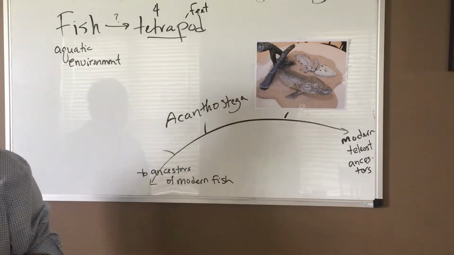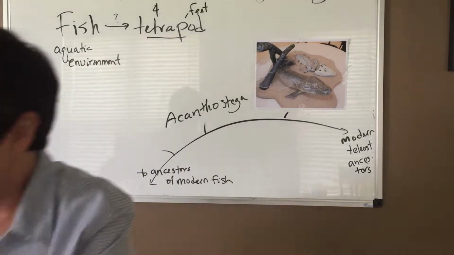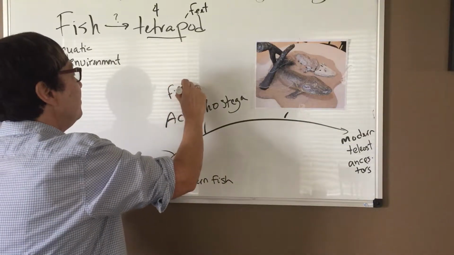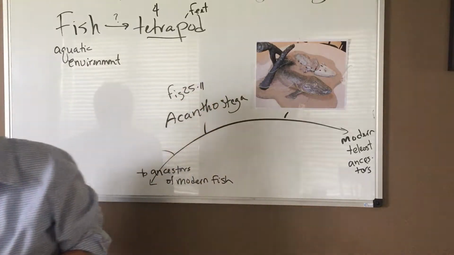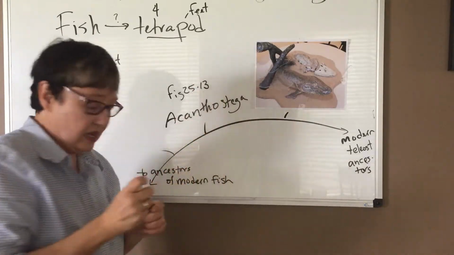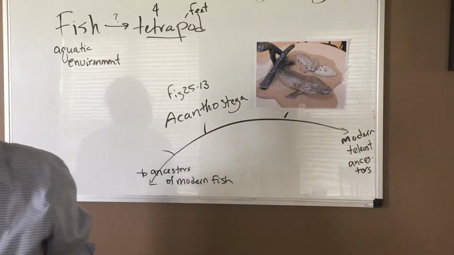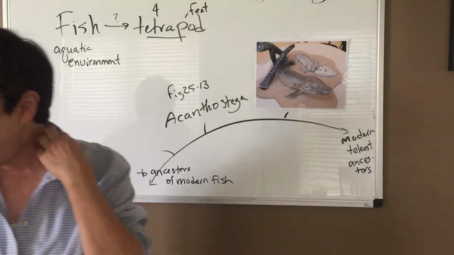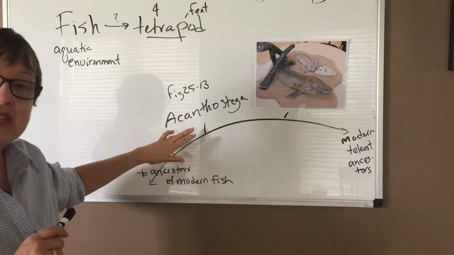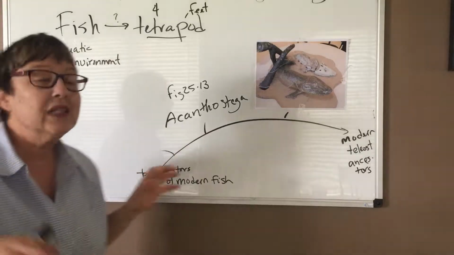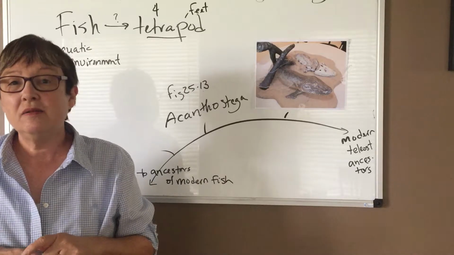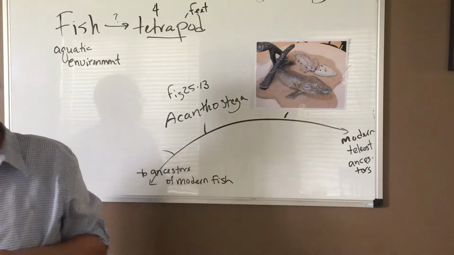Acanthostega is a transitional form that is shown in your textbook. This is figure 25-11, I believe. No, sorry, 13. And there is a picture of the skeleton as well as an artist's rendition. So this is an organism that had gills but actually had limbs that could help it propel itself in a shallow water environment.